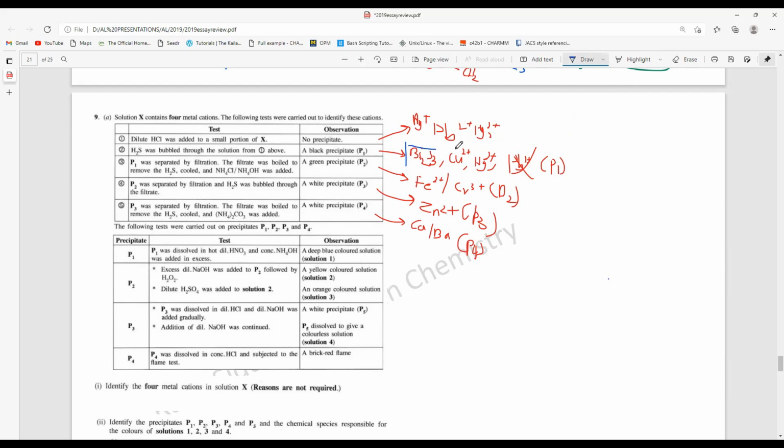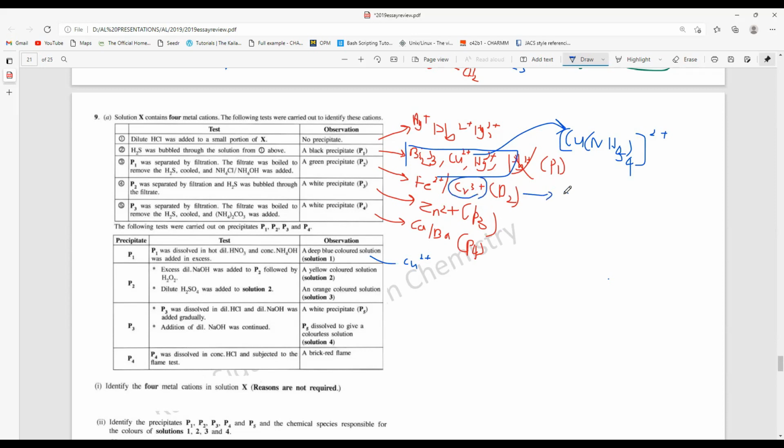So automatically we are going to have the answer. Out of these 3, copper will form [Cu(NH3)4]2+, the tetraamine copper 2 ion. So automatically this is copper 2+. P2, what is P2? Iron or chromium. Add dilute NaOH followed by H2O2, giving a yellow colored solution. So automatically this is chromium 3+.